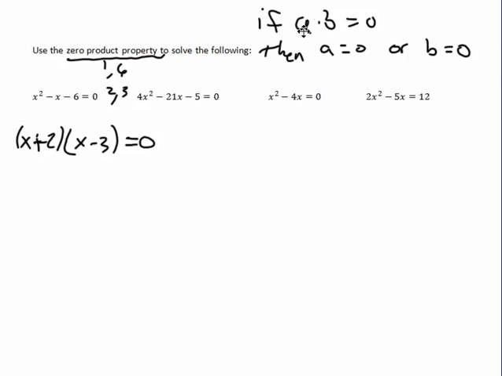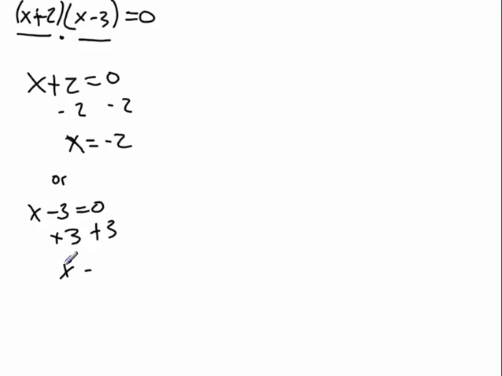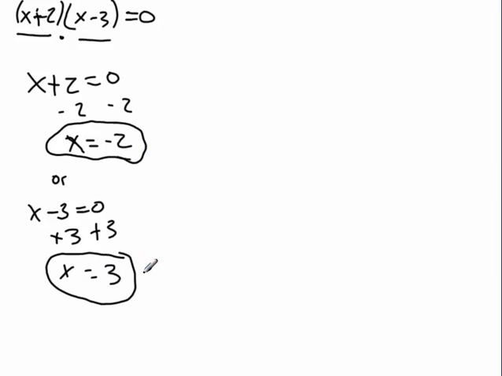Well, now look, I have A times B equals 0. So that means that either x plus 2 equals 0, or x minus 3 equals 0. Which leaves me with my two solutions here of negative 2 and a positive 3.